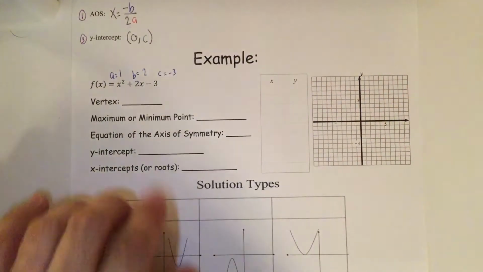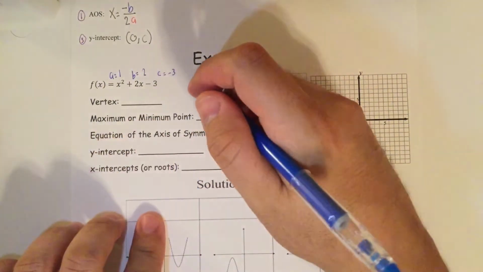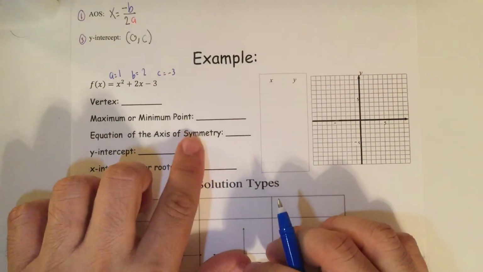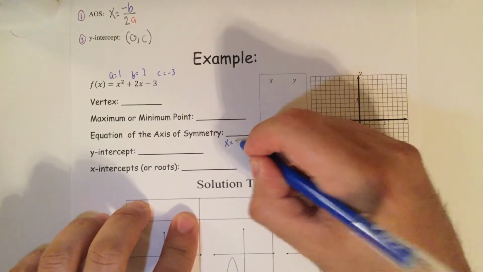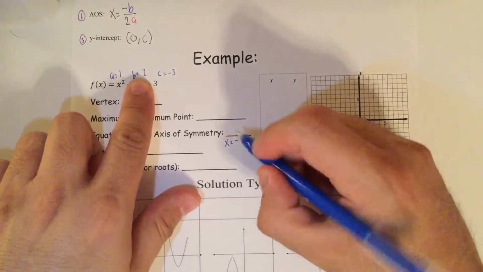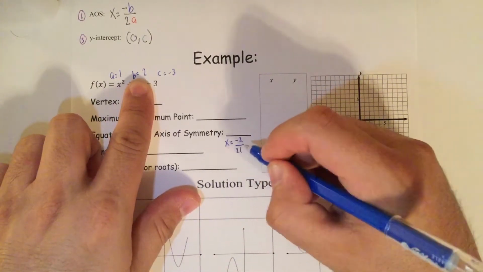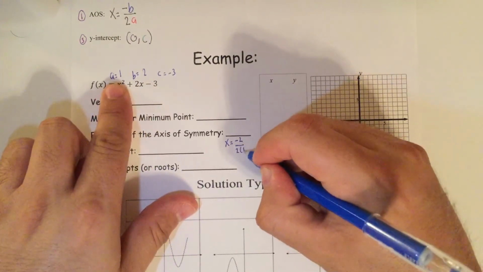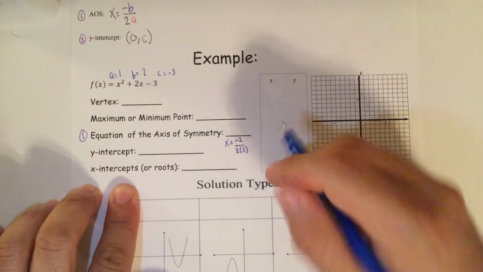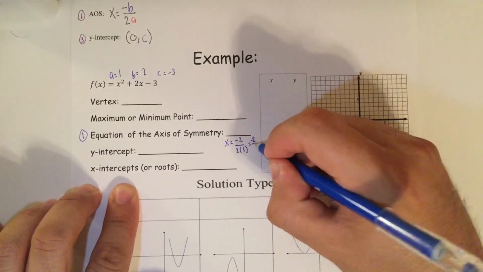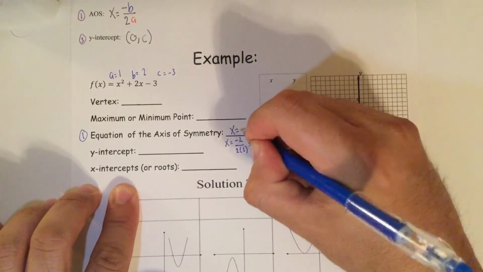All right, so for my first one, the vertex. I always said to do the axis of symmetry first. So we're going to say x equals the opposite of b. So in this case, the opposite of 2 is negative 2, over 2 times a, and a is 1. Okay, so we're going to do this one first, just like before. So this is going to be negative 2 divided by 2. So x is equal to negative 1.